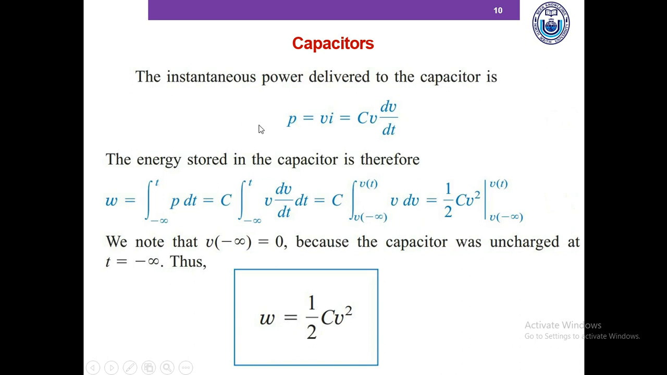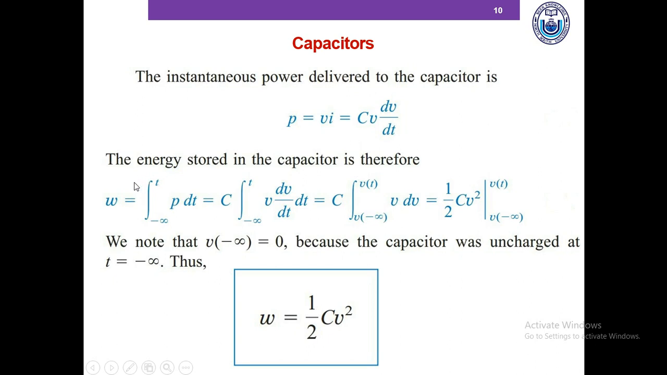Okay, so we know p equals vi. From this we can determine the power relationship of the capacitor. If we put in I equals C dv/dt, we end up with the power equation. So this is the equation of the instantaneous power of a capacitor.